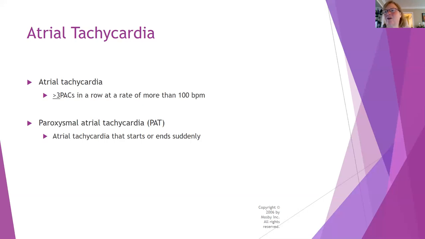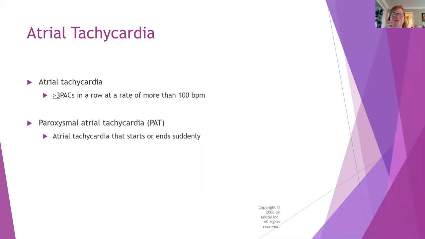So atrial tachycardia consists of a series of rapid beats from that irritable site, right? Remember, irritable site starts and rapid, and there has to be more than three. So more than three of those rapid beats coming from the same site. Here we say more than three of those PACs that come in prematurely, back to back, at least three. And what we call paroxysmal atrial tachycardia is atrial tachycardia that starts and stops very quickly.